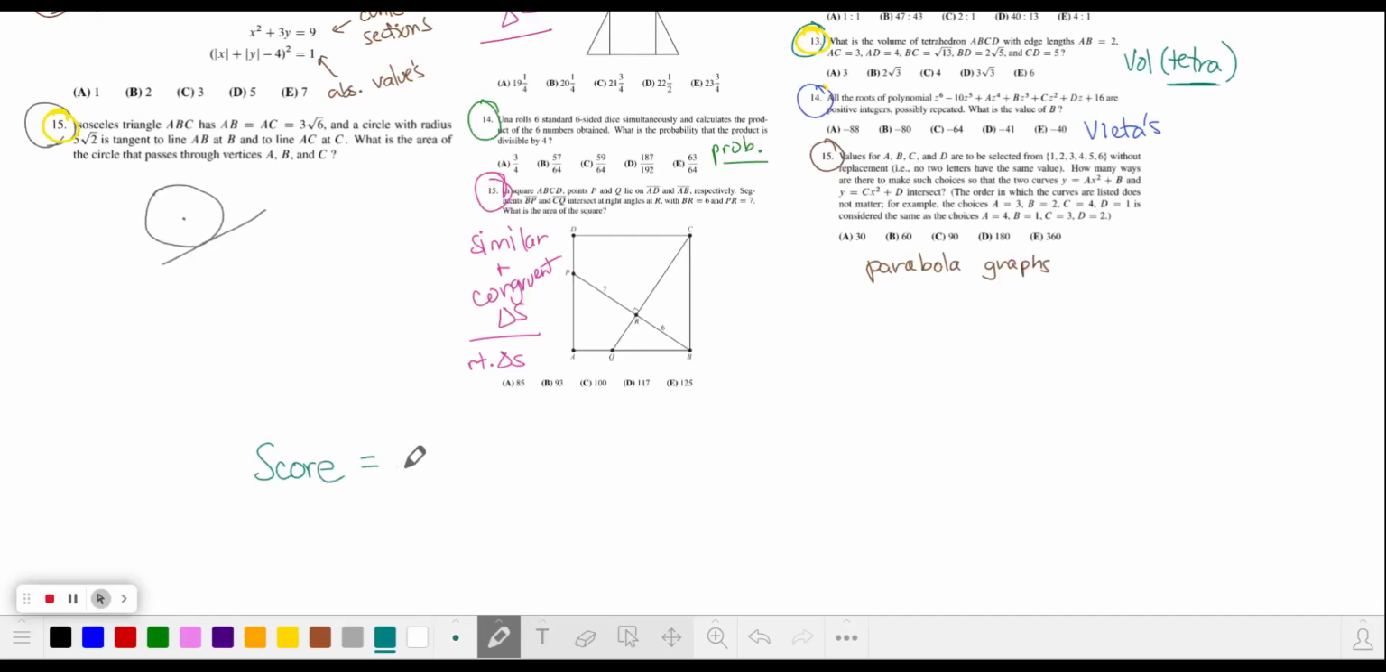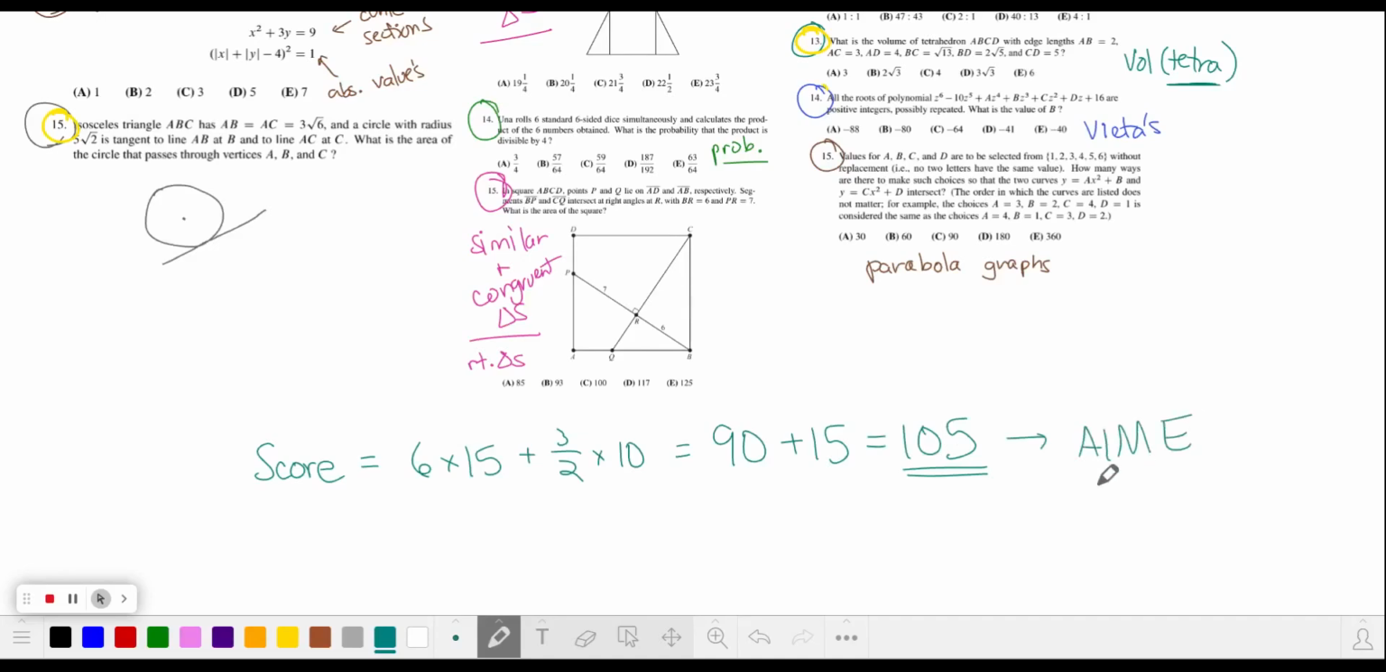Let's check your score if you can correctly solve the first 15 problems. The good news is that if you can correctly solve these first 15 problems, this is almost always going to get you a qualification for the AMC.